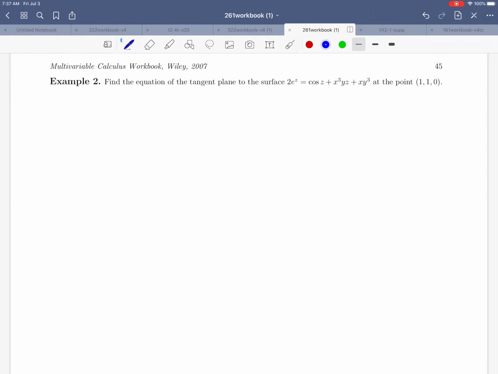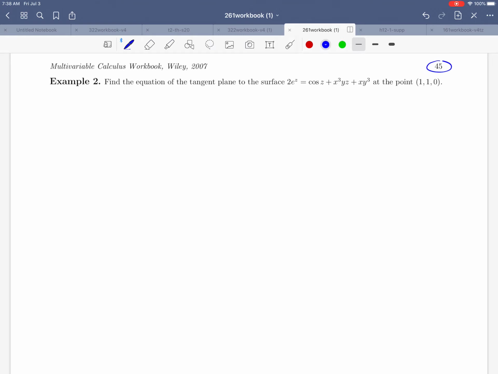Hi everybody, and welcome to example 2 on page 45 of the workbook. And in this example, we're going to be talking about a problem that we've already looked at actually, the idea of finding the equation of a tangent plane, but from a little bit different of a perspective.